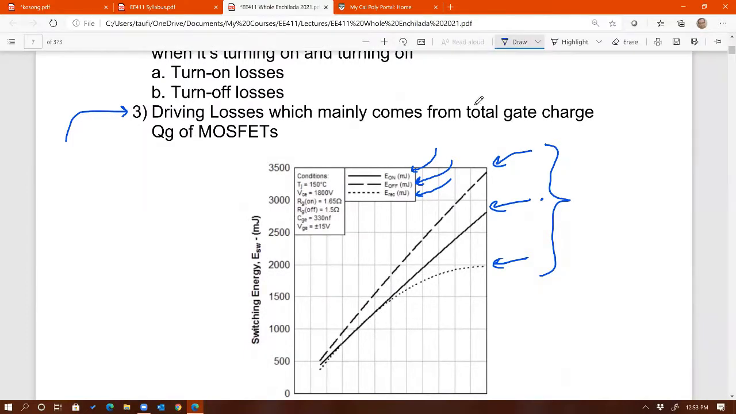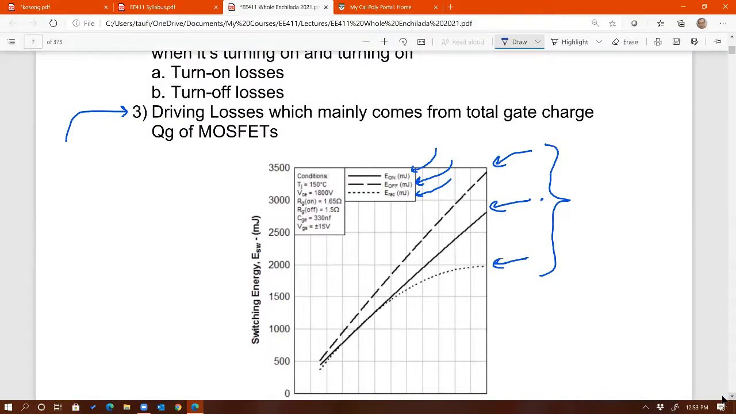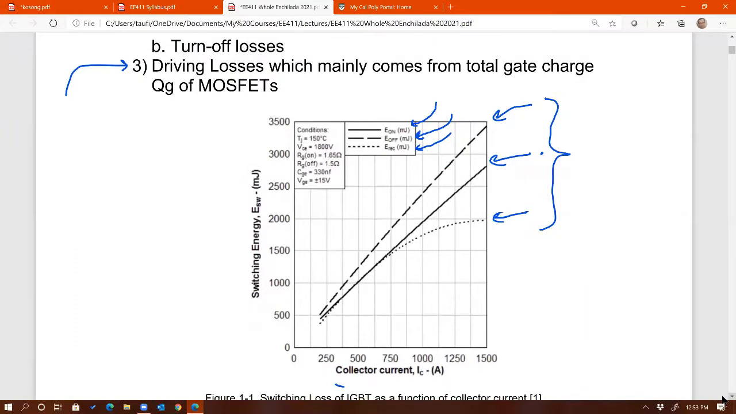So driving losses mainly come from the total gate charge of MOSFETs. As you are turning on the MOSFET, or sorry, turning off the MOSFET, you are charging the internal capacitance across the MOSFET. And as you are discharging this internal capacitance, you're going to end up with losses. We'll talk more about this, but the equation for that is 1/2 C V squared times f, as you already know, that's loss for a capacitance. Oops, not W, sorry, that's P_C, power loss on the capacitor, right?